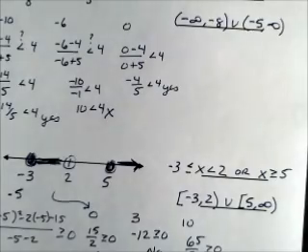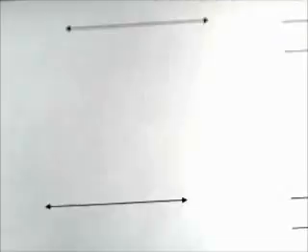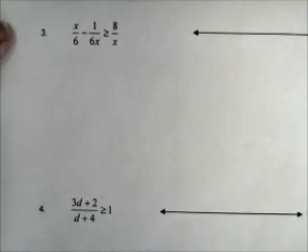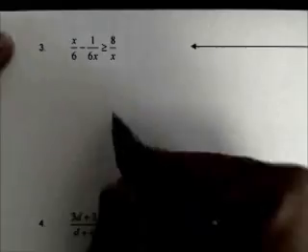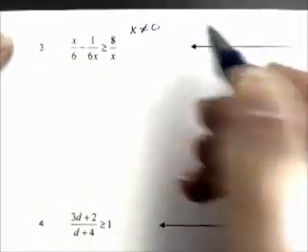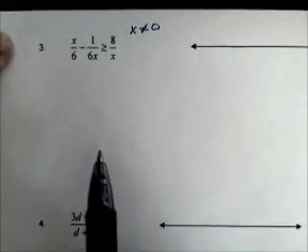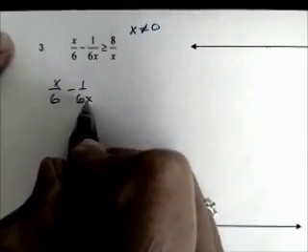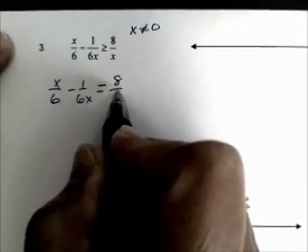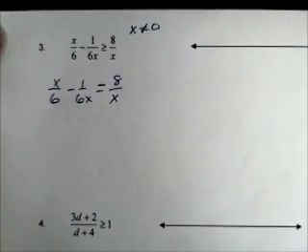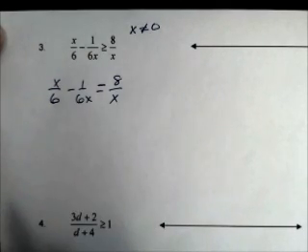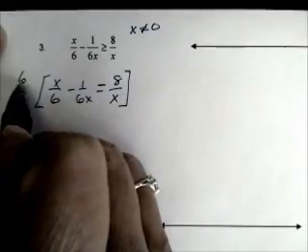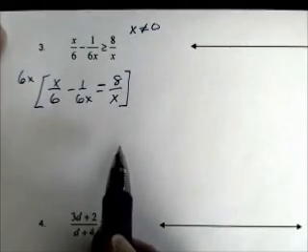Next, number 3. First note, when our fractions are undefined, x cannot equal 0. Now we don't have just two fractions, so we cannot simply cross multiply. The least common denominator is 6x, so we're solving this as if it's an equation. I'm going to multiply every single term by 6x to clear the denominators.